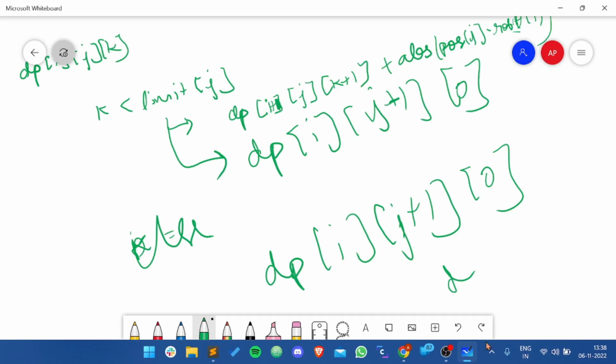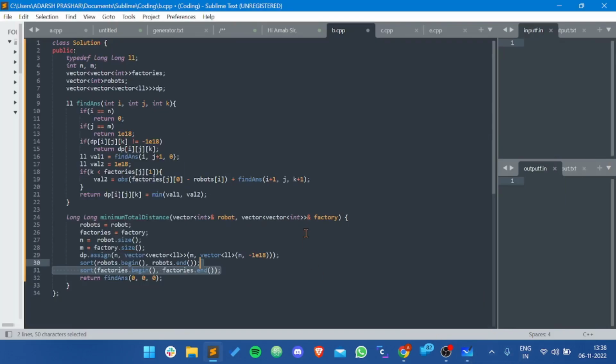If i is equal to n, which means all the robots are done, I am returning 0. If j is equal to m, which means no factories are left, I am returning infinity, 1e18 basically. And if dp[i][j][k] is already calculated, then I am returning dp[i][j][k].